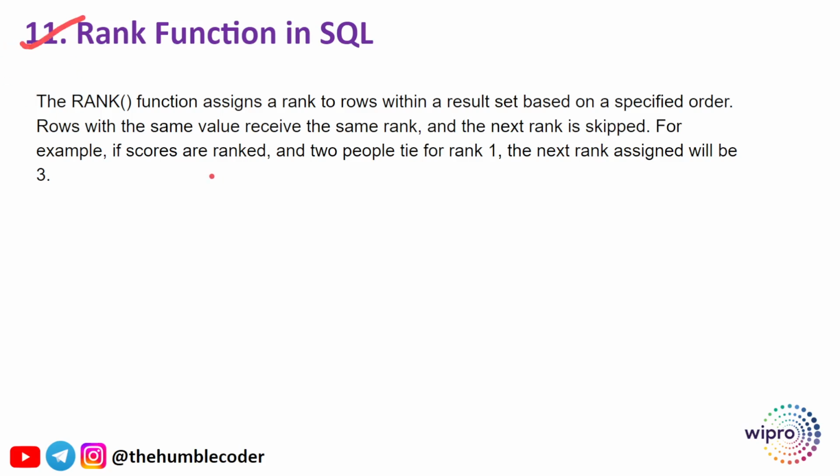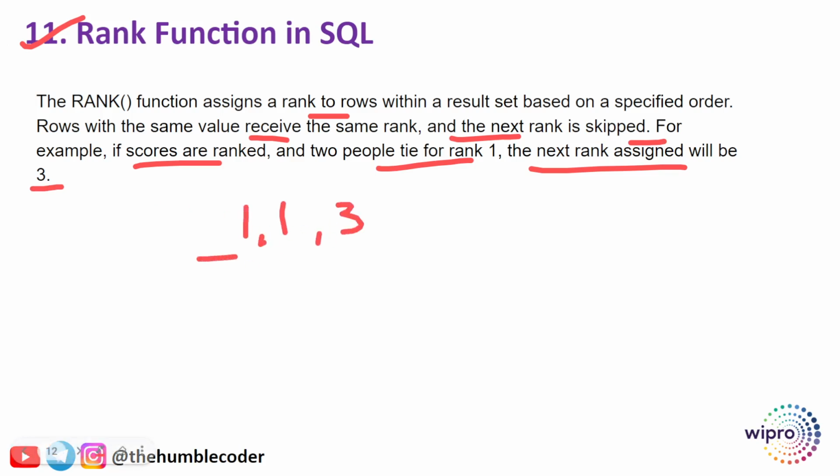Next question is rank function in SQL. What is rank function in SQL? So the rank function assigns a rank to rows within the result set based on a specific order. Rows with the same value receive the same rank, and the next rank is skipped. For example, if scores are ranked and two people tie for rank 1, the next rank will be 3. Okay, so it is like 1, 1 and then the next rank is going to be 3.